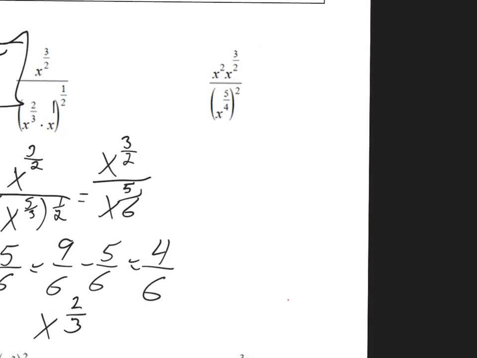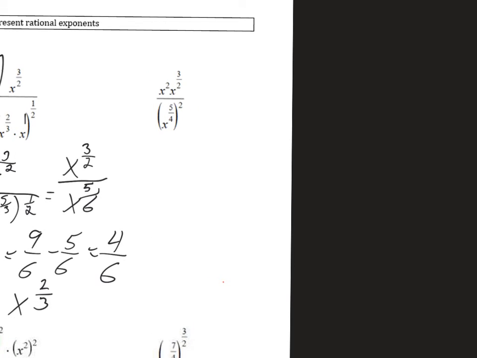Okay, for the next one, at the top, let's go ahead and just add these two together. So we have x to the, this is going to become 4 over 2. So 4 over 2, 4, 5, 6, 7. So 7 halves over, let's multiply these together. So 5 times 2 is 10 over 4. So now let's go ahead and subtract these.